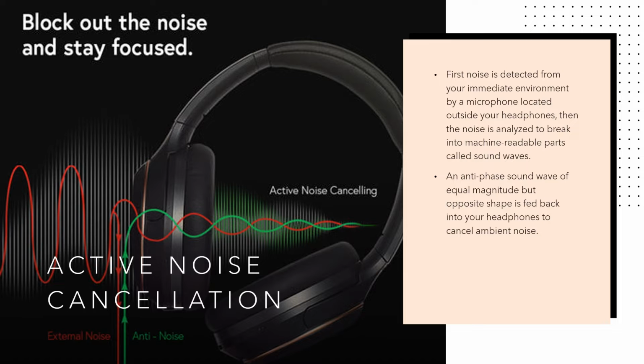Active noise cancellation. The first noise is detected from our immediate environment by a microphone that is located outside our headphones, and is then analyzed by a machine and broken into several readable parts that are called sound waves. Now, the antiphase of the sound wave, that is of equal magnitude but opposite shape, is fed back into our headphones to cancel the ambient noise.